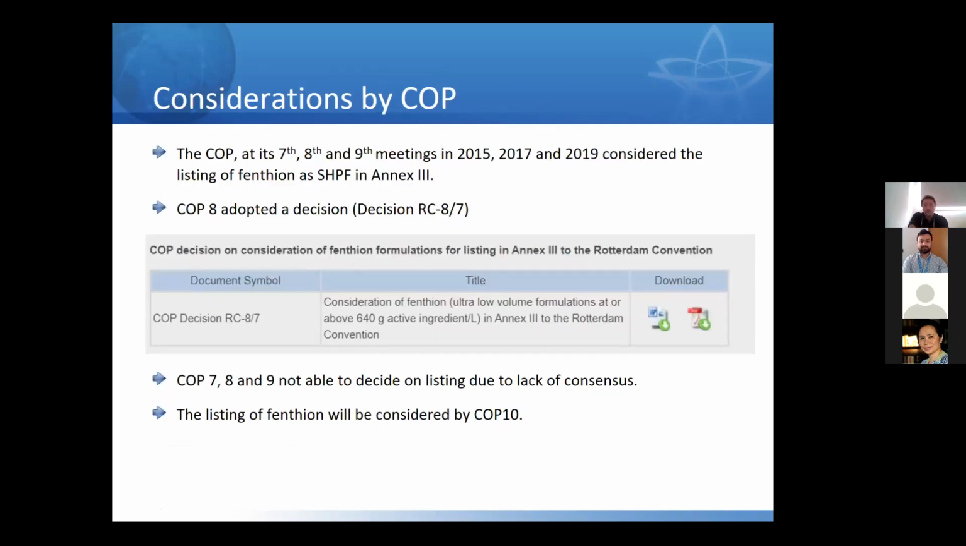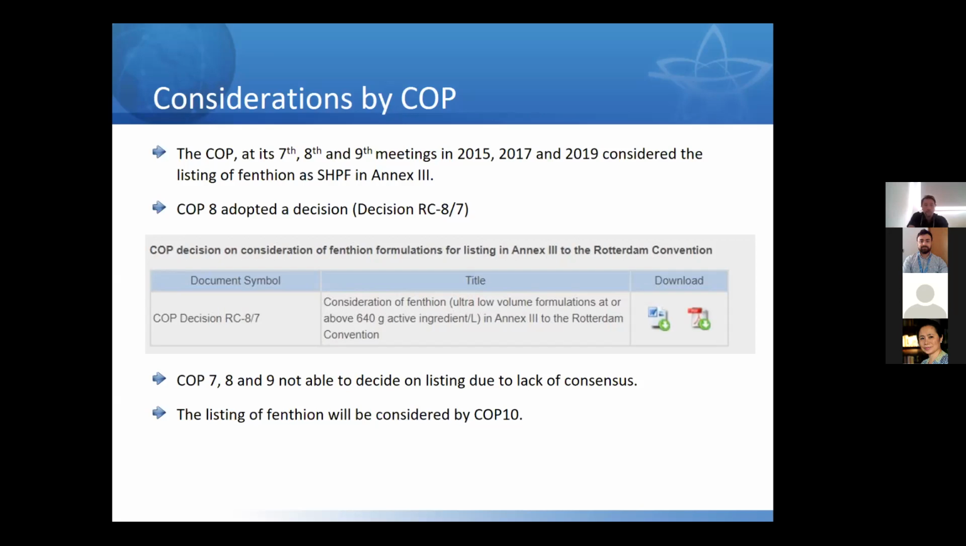At COP level, at its 7th meeting initially, this pesticide formulation was not listed because there was a lack of consensus. And the same happened at its 8th and 9th meeting in 2017 and 2019.